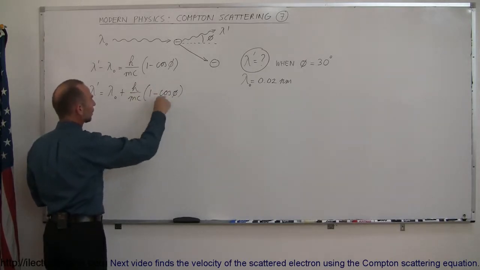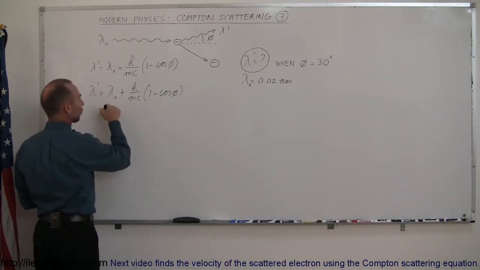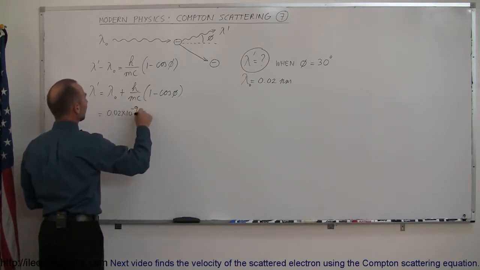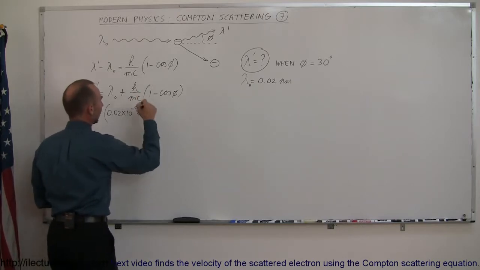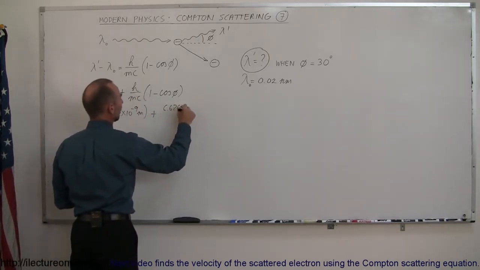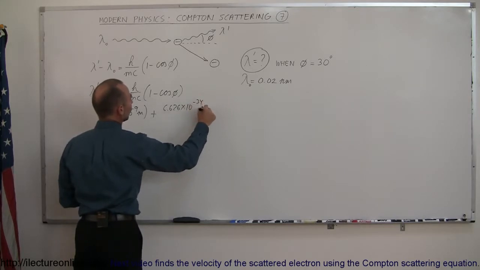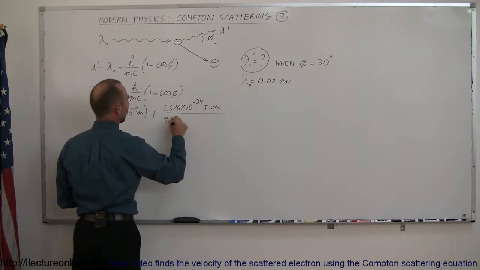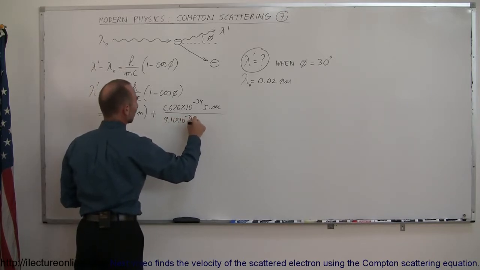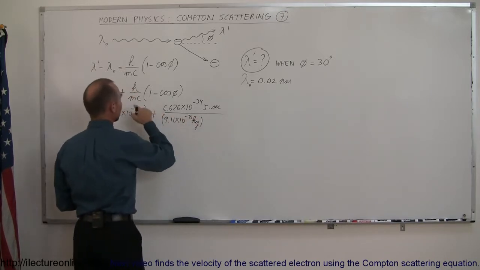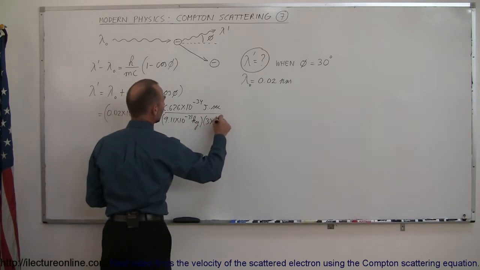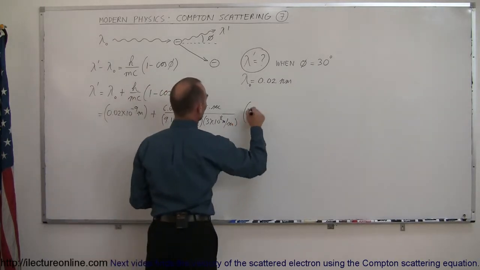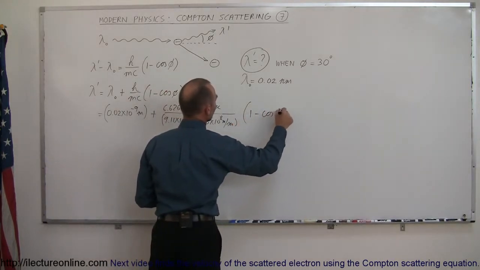So let's go ahead and calculate what this is equal to. This is equal to the original wavelength of 0.02 times 10 to the minus 9 meters, plus Planck's constant, 6.626 times 10 to the minus 34 joule seconds, divided by the mass of the electron, 9.11 times 10 to the minus 31 kilograms. And we multiply that times the speed of light, 3 times 10 to the 8 meters per second, and then we multiply that times 1 minus the cosine of 30 degrees.